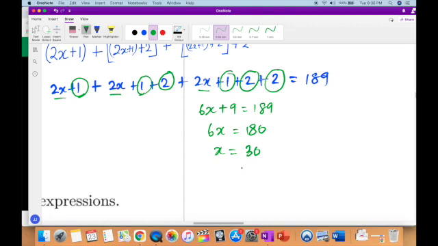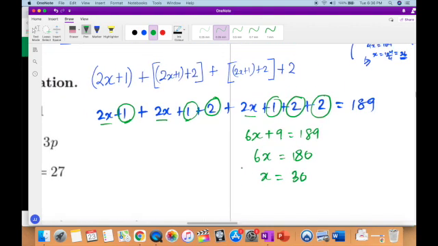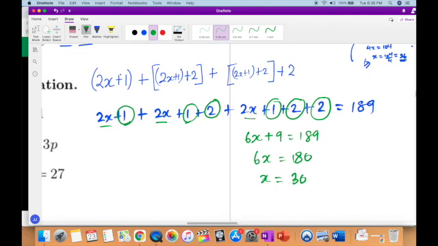So now that x is equal to 30, we can actually plug it back into this original here. So 30 times 2 is 60 plus 1 is 61. So the first number is 61. The next number will be 63. The next number will be 65. And if we add 61 plus 63 plus 65, we get 189.